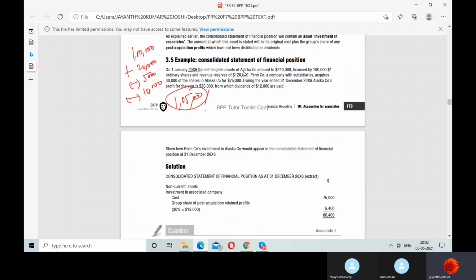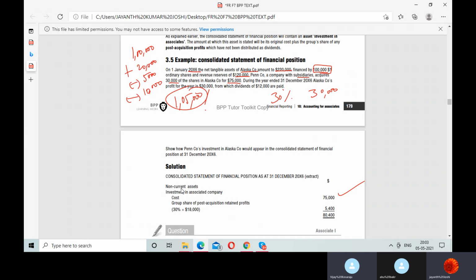On Jan 1st, the net tangible assets of Alaska company amounted to this much, financed by $1 ordinary shares and revenue reserves of this much. A company with subsidiaries acquires shares in Alaska for 75,000, so they took 30,000 shares for 75. What's the share capital in that company? 1 lakh. How much have you acquired? 30%, correct. And you paid 75.